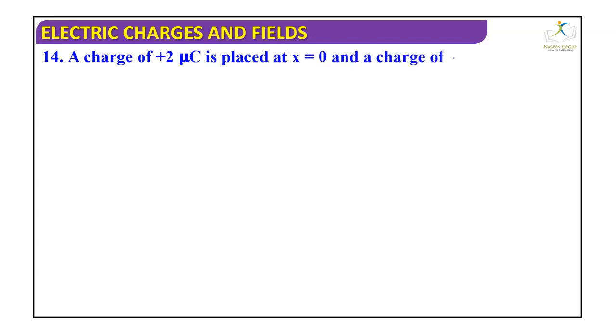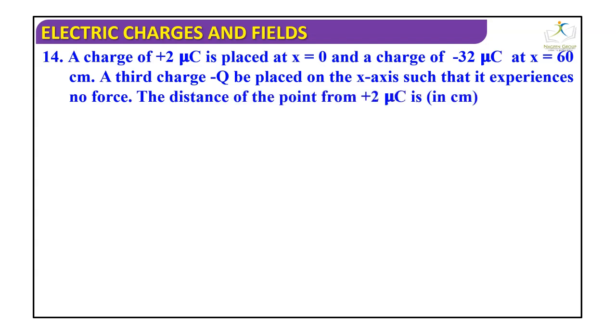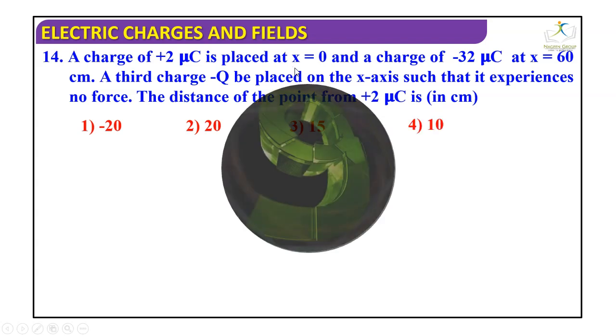Next question: we have a charge of 2 microcoulomb placed at x equal to 0 and a charge of minus 32 microcoulomb at x equal to 60 centimeter. A third charge minus q is placed on the x-axis such that it experiences no force. The distance of the point from plus 2 microcoulomb is, we have these options. Try to solve these options.